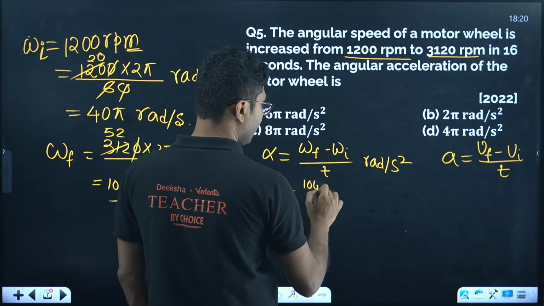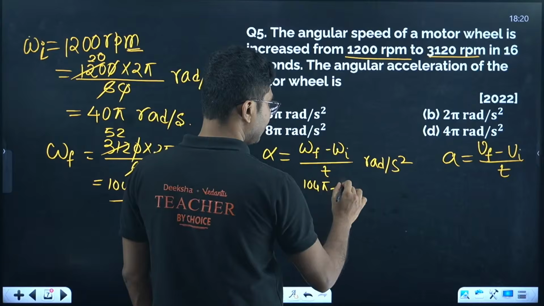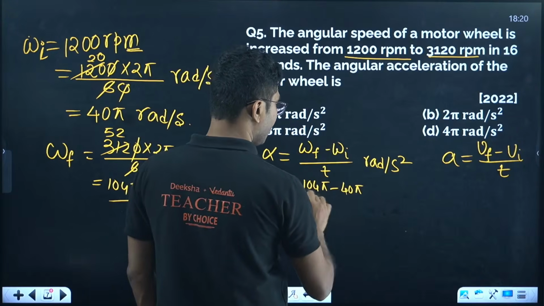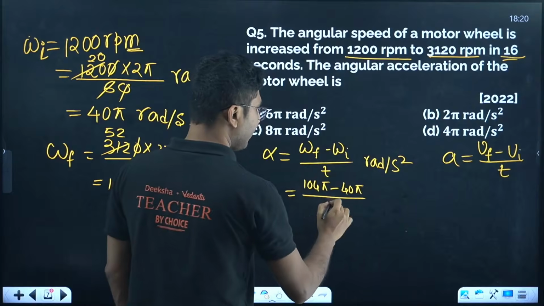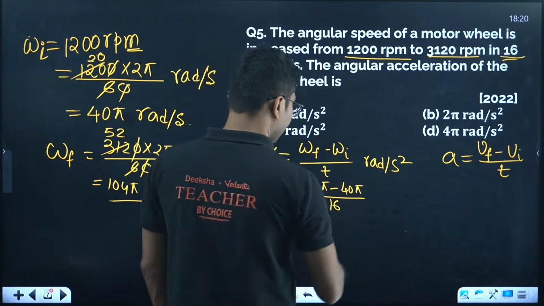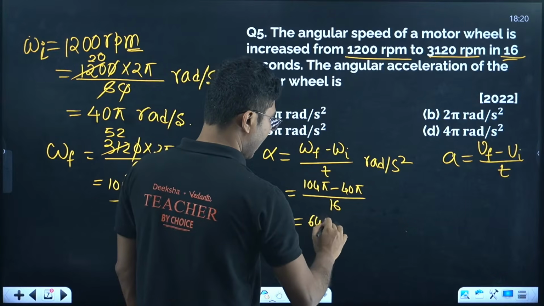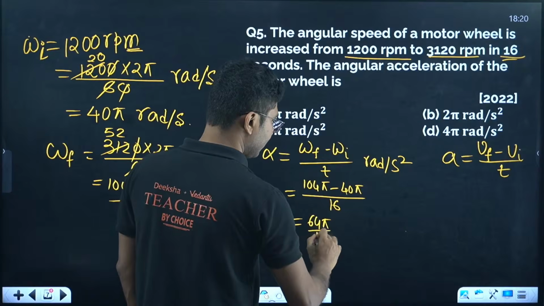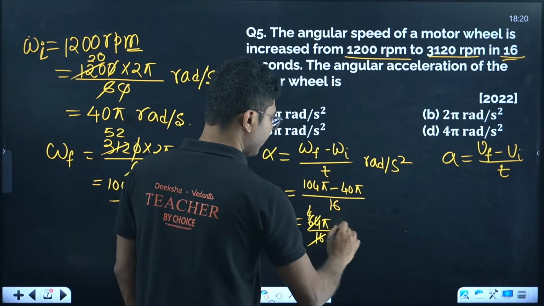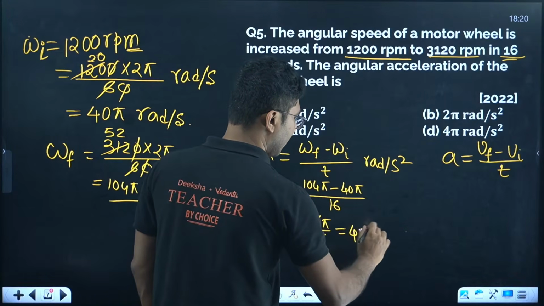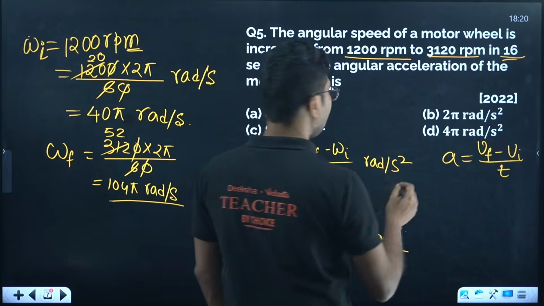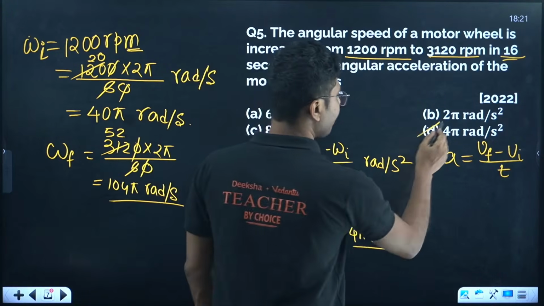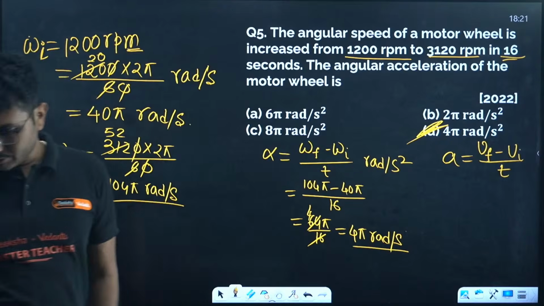What is the final velocity? Final velocity is 104 pi. Initial is 40 pi. How much time did it take? It took 16 seconds, so divided by 16. So it will be 64 pi by 16. 16 4s are 64, so it will be 4 pi radian per second. So the correct answer is 4 pi radian per second. Option D is the correct answer for this question.